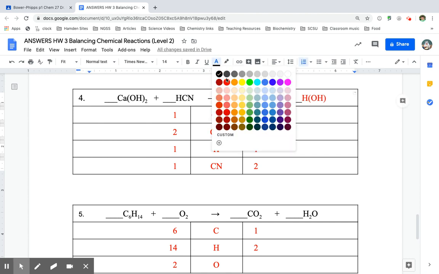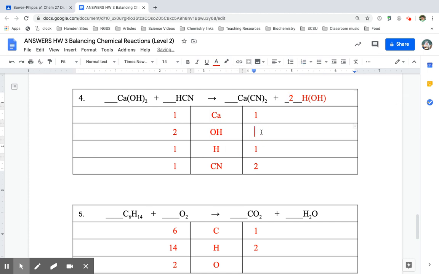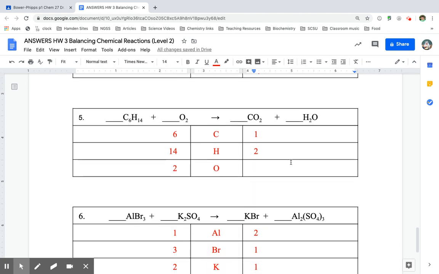Now I have 2 OHs and 2 Hs. My CNs don't match and my Hs don't match, so I'm going to put another 2 up here. Now I have 2 Hs and 2 CNs on the left as well. Again, you can put a 1 there if you want to balance it. Does not matter. Either one is fine. You can leave them blank or you can put it in. Both are correct.